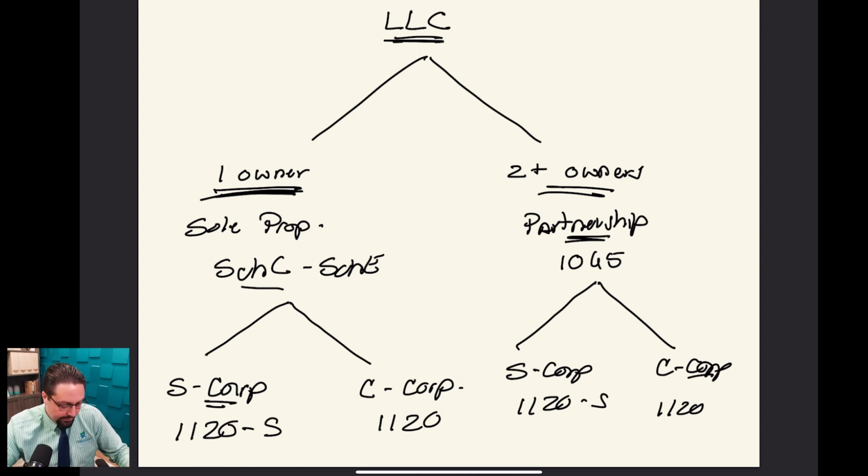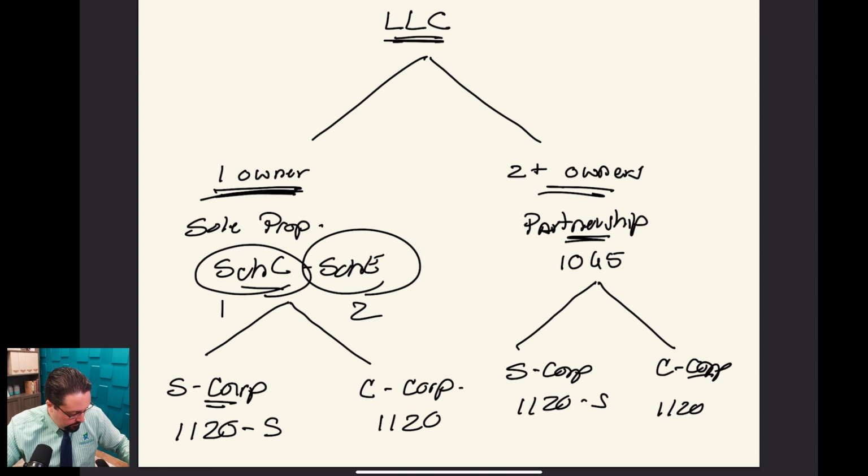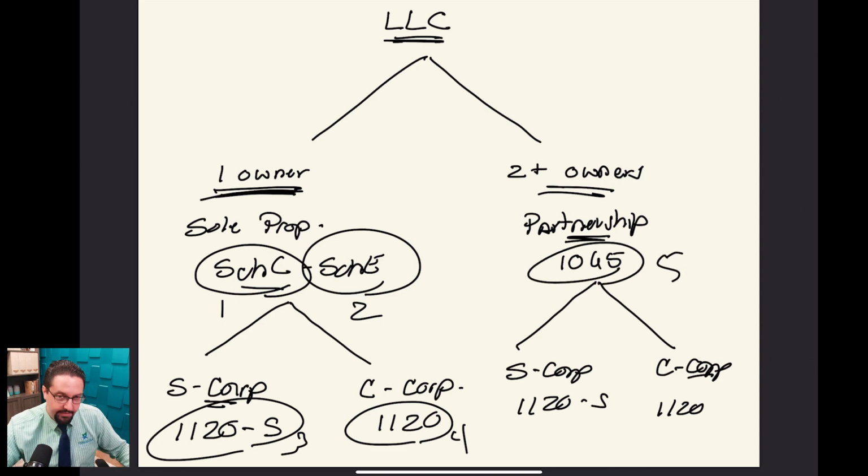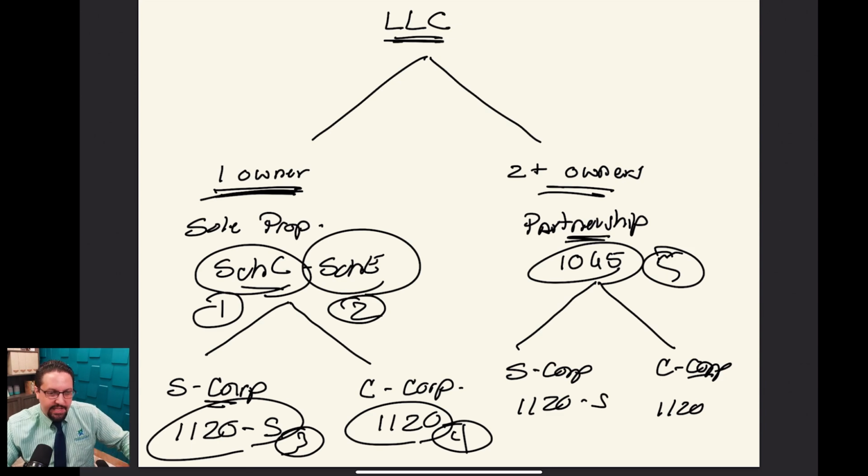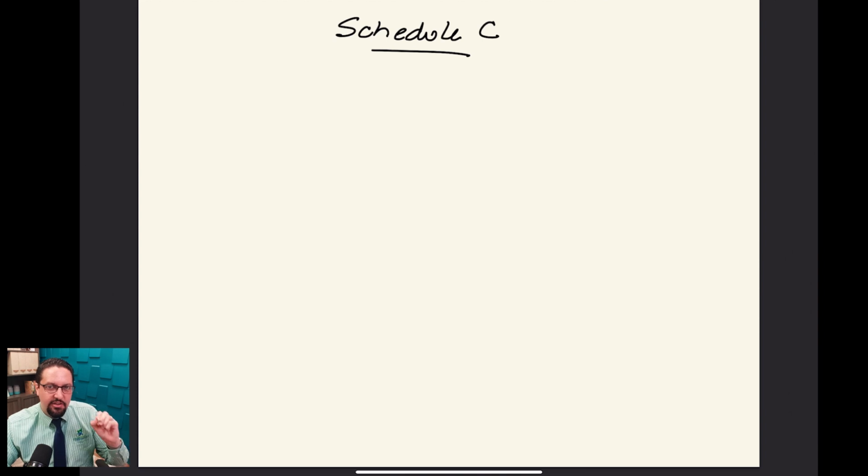So here you can see that the LLC can file taxes 1, 2, where Schedule E is for rental income, 3, 4, and 5. These are the 5 ways that an LLC can file taxes: Schedule C, Schedule E, S-Corp, C-Corp, or partnership returns. Now, how are they different for tax purposes? Let's go into that. Let's start with the Schedule C.